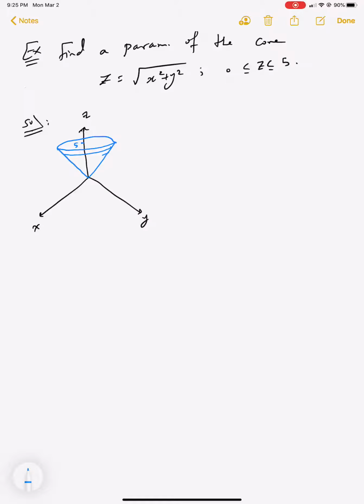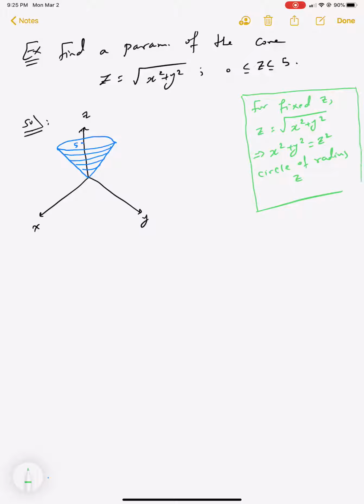It is composed of circles, because if you look at fixed z, what is the equation? It becomes z equals the square root of x squared plus y squared, which is basically x squared plus y squared equals z squared, and this is a circle of radius z. So basically the cone is composed of circles. At each z, there is a circle of radius z. This is how the cone is made out of circles.